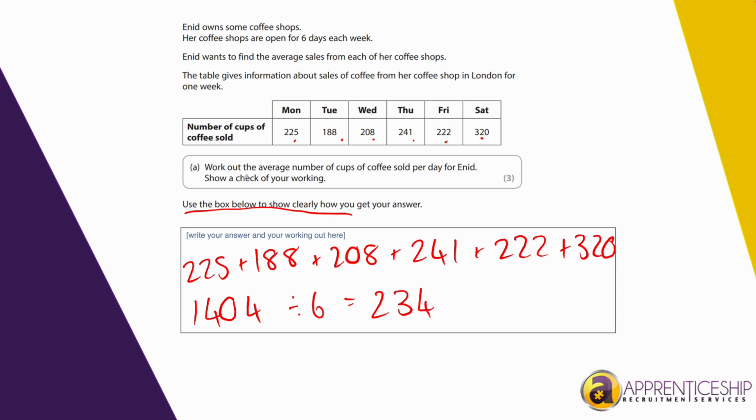Okay, show a check from your working. This is where people lose marks because it's a simple thing to overlook. So show a check. Doing this alone, getting the answer will probably get us 2 marks.